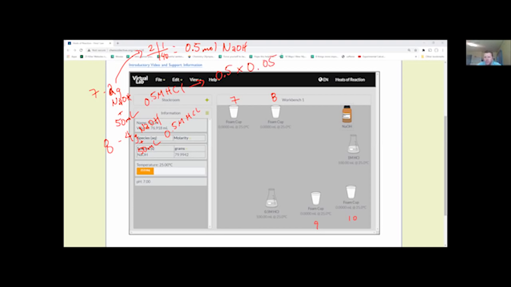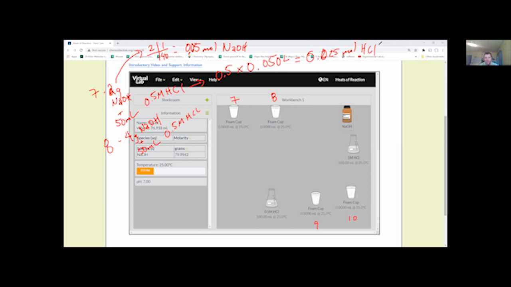I converted this to my volume in liters. 0.5 times 0.05, and that would be 0.25. Wait. Sorry, I made a mistake. It's 0.05 moles of sodium hydroxide and 0.025 moles of HCl.